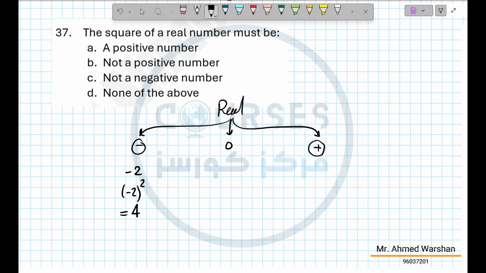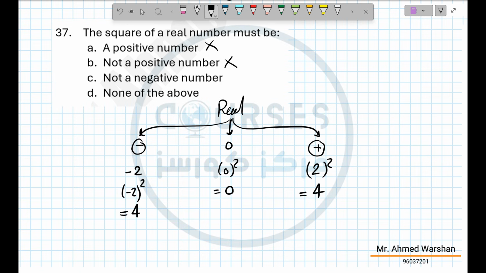Okay. If it's 0, we have 0 squared is equal to 0. If it's positive, let's choose 2, for example. So 2 squared is equal to 4. So the square of a real number must be a positive number? No, in the middle here, it's not positive. So this is wrong. Not a positive number? No, here is positive, here is positive.